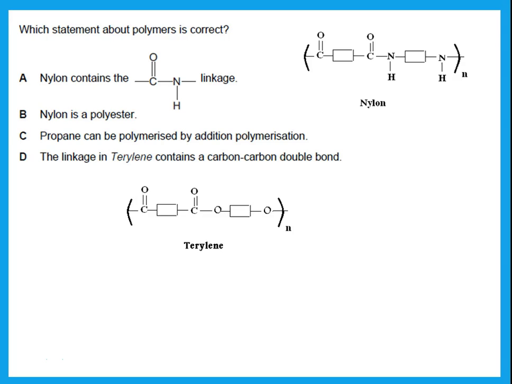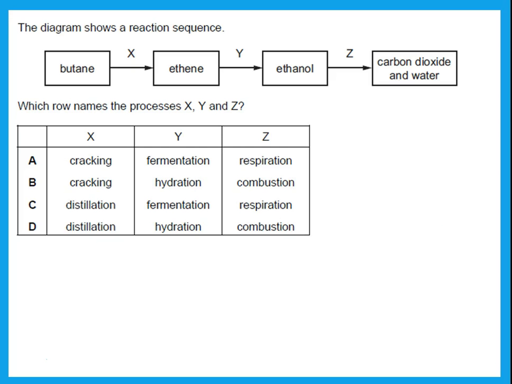So what about B? B, he says nylon is a polyester. No, we said nylon is a polyamide. Propane can be polymerized by addition polymerization. No, propane is not something that has a double bond, so I cannot use it to make a polymer. Now, the linkage in terylene contains a carbon-carbon double bond. No, there is no carbon-carbon double bond in terylene. So my answer is A.